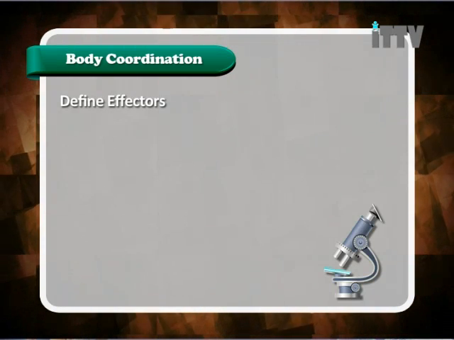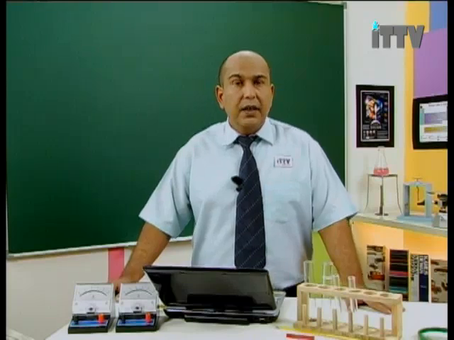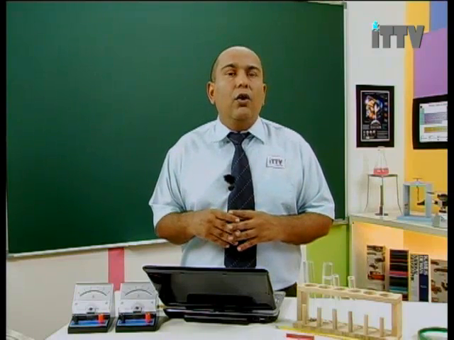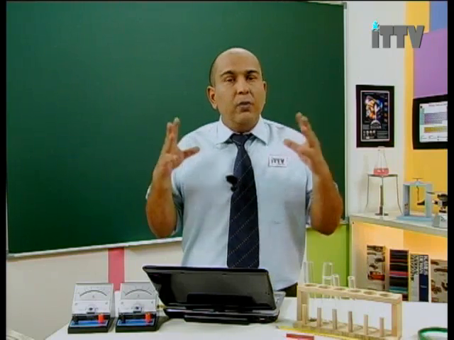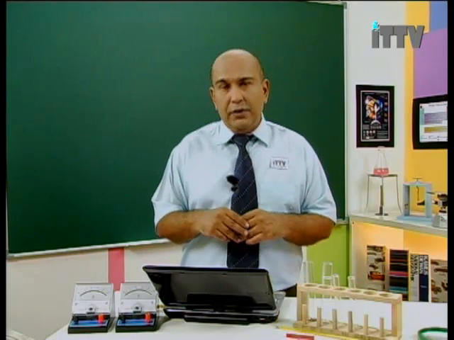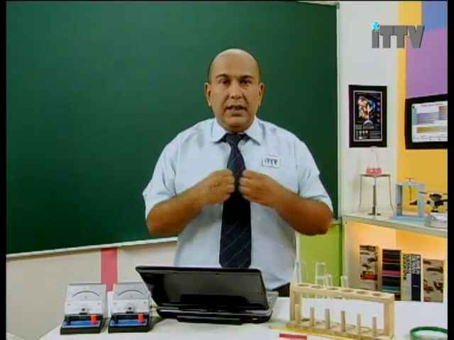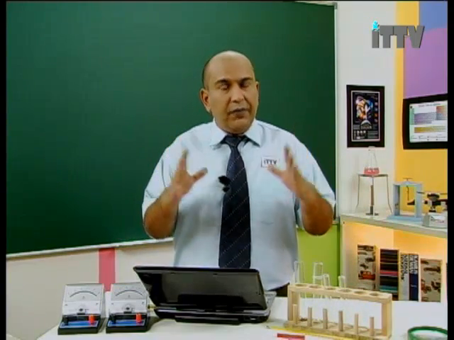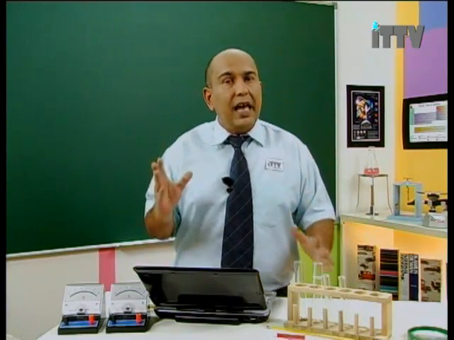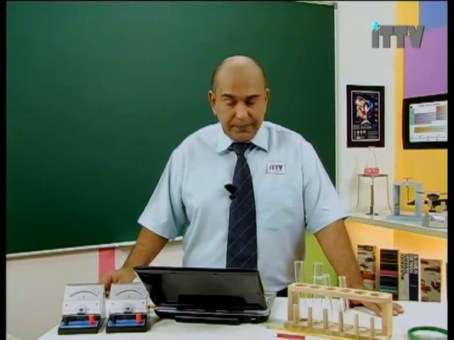Define effectors. Cells or organs that produce a response. Now, mainly in our body, our effectors are muscles or glands. These are the two main effectors that we have. And they will do something that will evoke a response. The muscle will contract, so our hand will pull up. The gland will release a chemical into the body like a hormone. So remember your effectors, mainly muscles and glands. Their function is to produce a response.